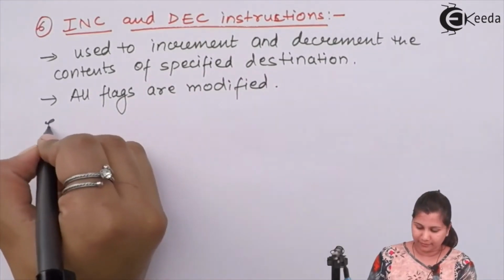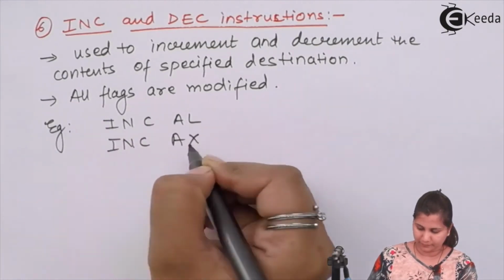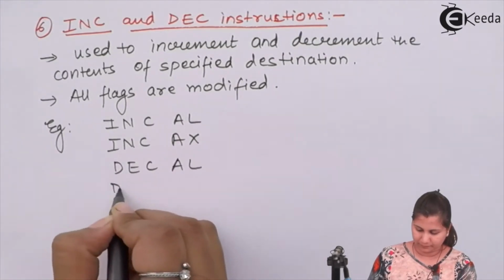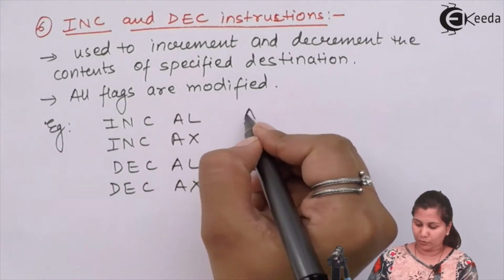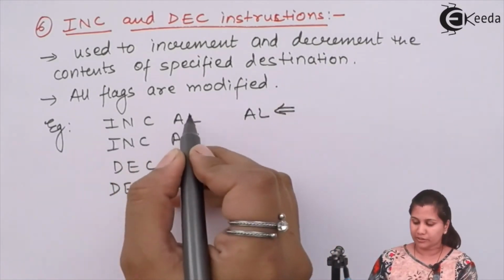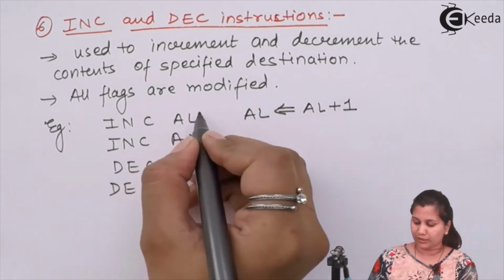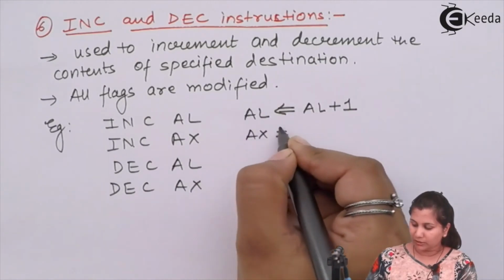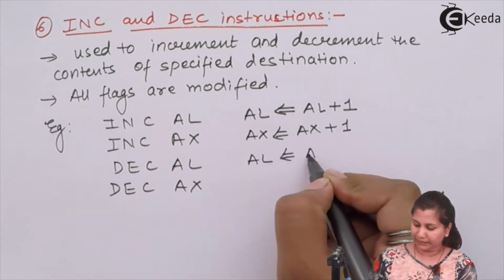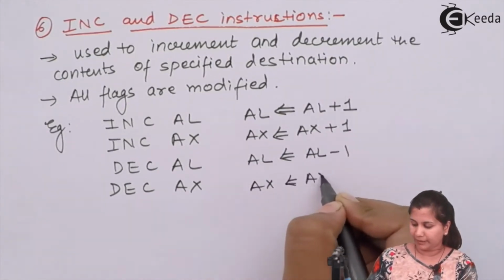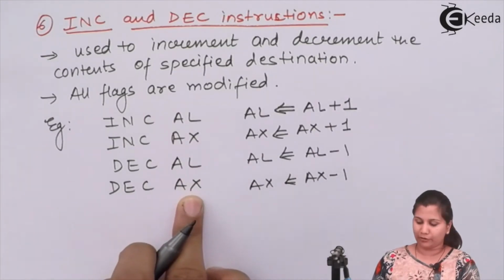Examples of these instructions are: INC AL and INC AX, which are going to add to the lower order register and the accumulator register. So AL plus 1 will be done and the result will be stored in the AL register, so this will be incremented by 1. Then the AX register is also incremented by 1. Through DEC, decrement is done. So AL will be decremented by 1 and AX is decremented by 1. So these instructions are used to increment or decrement the contents of the specified destination.